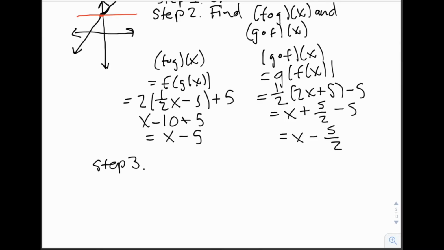So step 3, what essentially we wanted was f of g of x and g of f of x equal to x. So let's go ahead and evaluate to see if this is what we wanted. Notice in this case, what did we get? Well, we got x minus 5 and we got x minus 5/2. So this is not really what we wanted. In this case, they're not equal to x, so the inverse is not going to happen.